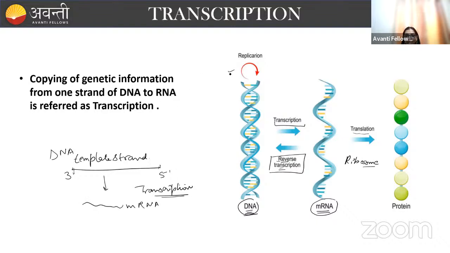And one more important point, you can see that DNA replicates by this replication. The replication is taking place, this transcription is taking place, this translation is taking place. So replication, transcription, and translation together are called the central dogma of biology. This entire process, which includes replication, transcription, and translation, is referred to as the central dogma of biology.